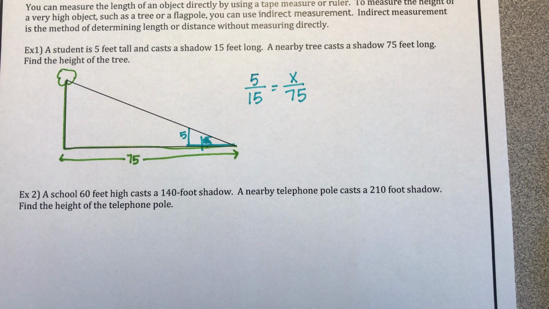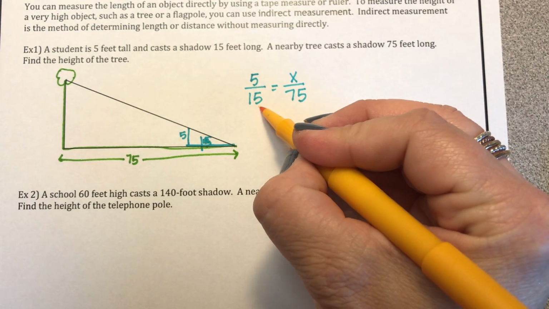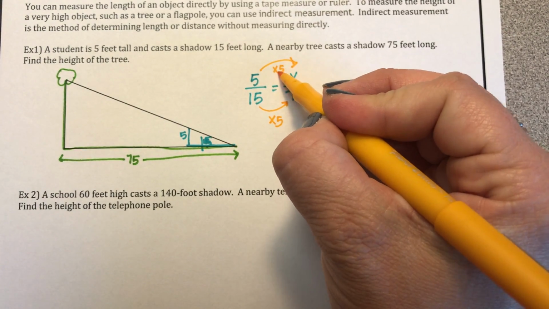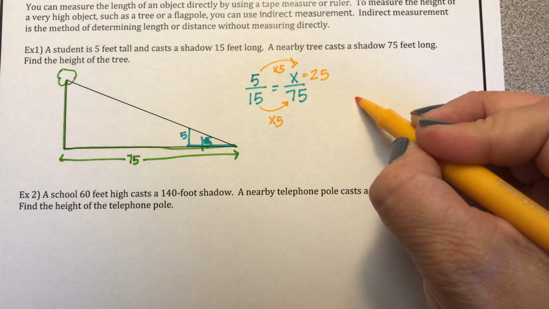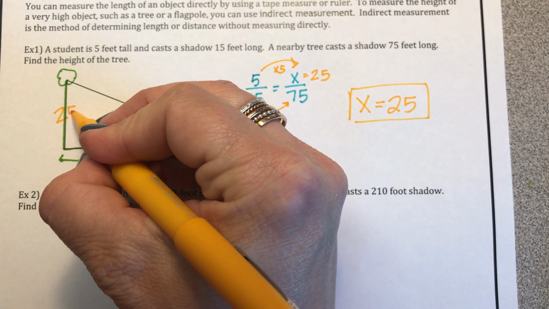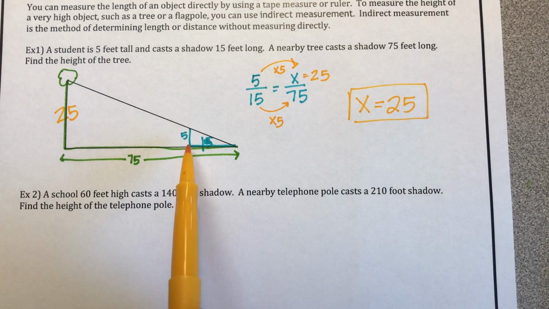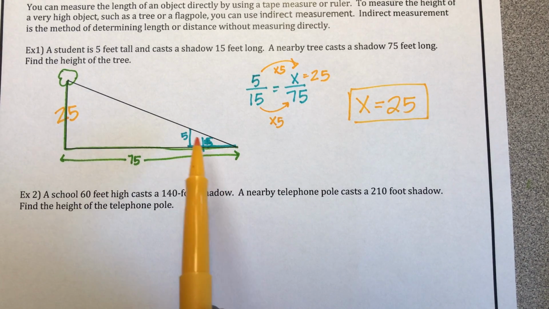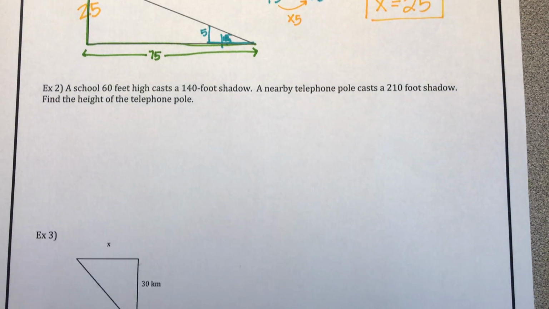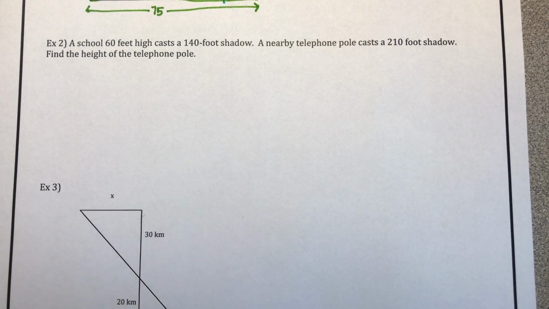And now I can use cross products or common multiplier, any of the methods that I've used in the past to solve these proportions. So I'm going to say, well, I know that 15 times 5 is 75. So 5 times 5 would be 25. So x would have to equal 25 feet. And if I plug that in for the height of my tree, it makes sense because the 5-foot person's shadow was 3 times their height. So what's 3 times 25? 75.